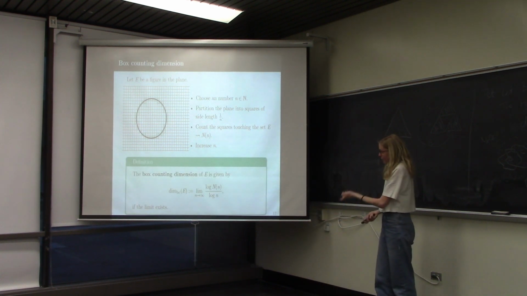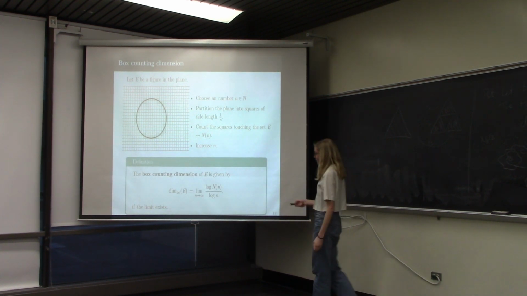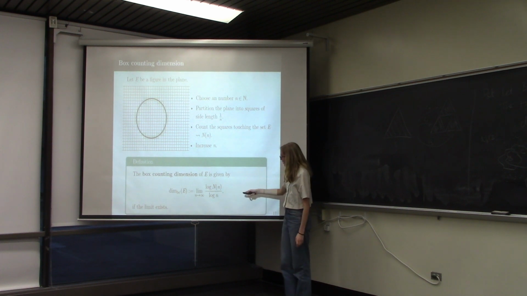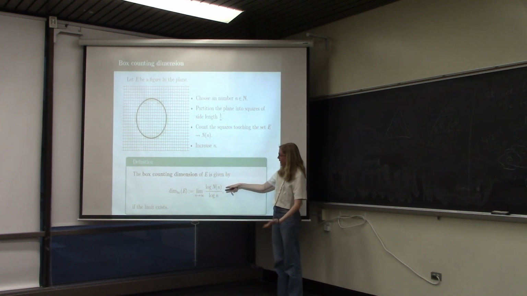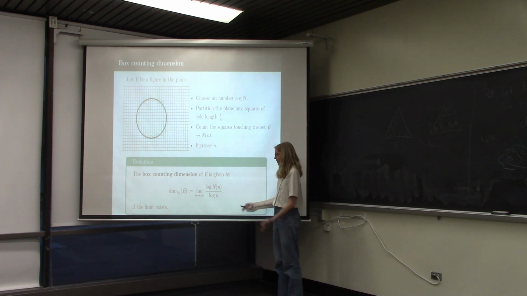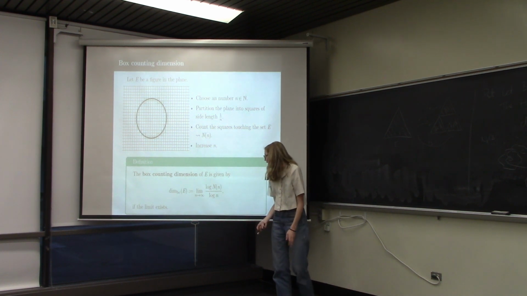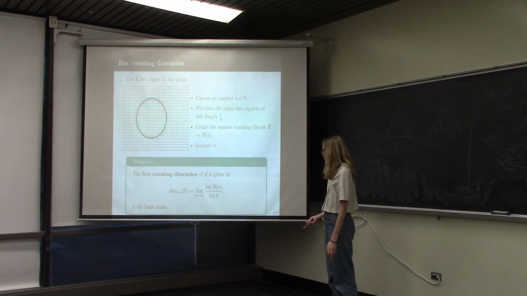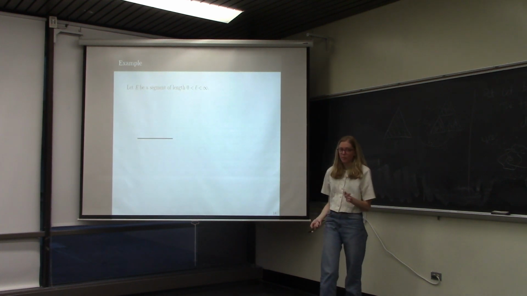Now, the box counting dimension is given by the following formula. We take the number of boxes that we count that intersect our set, and we divide it by log n. And this is our box counting dimension, if this limit exists. Okay. We do an example.